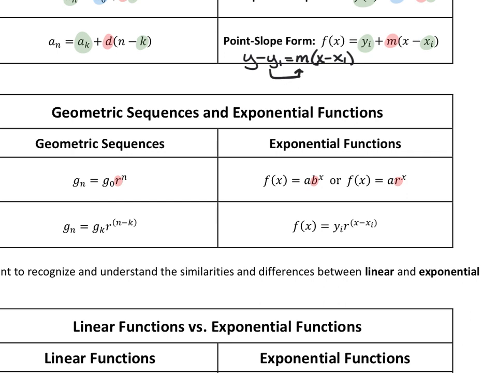With your highlighter for the y-intercept, you're going to highlight g sub 0 and both of the a's in this function. Again, those are my initial value or what the function starts with on the y-axis. And last but not least, we'll highlight our coordinate point, which is g sub n and n, f of x and x, and f of x and x. Notice, they're all in the same spot, whether you're talking about a sequence or you're talking about a function. So really, again, when we talked about geometric sequences, we're really just talking about exponential functions.